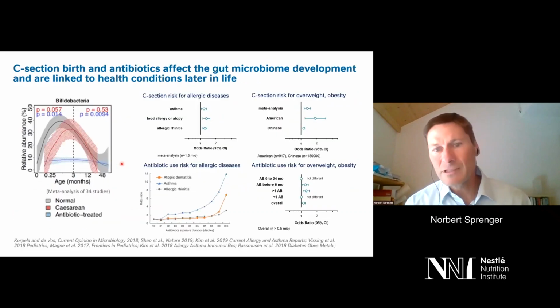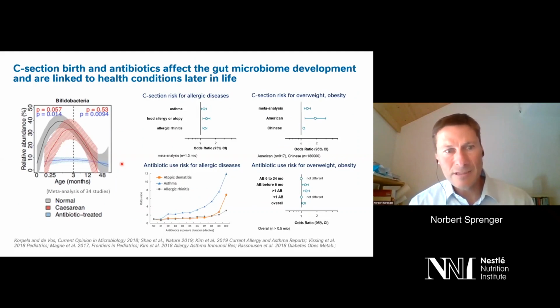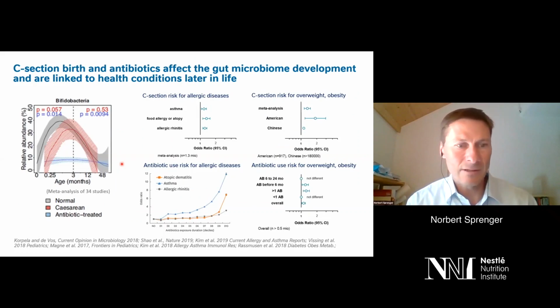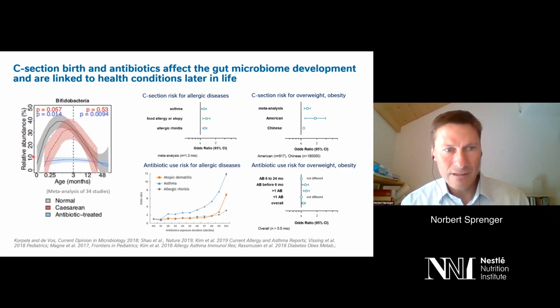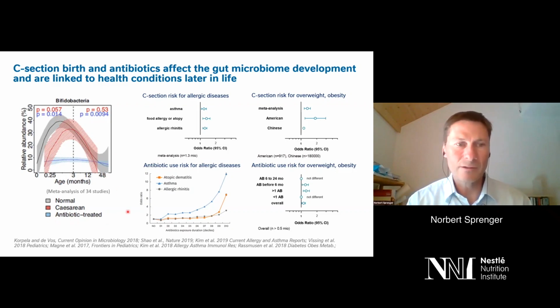Now let's look at some of the risk factors. And I mentioned here the C-section birth and the antibiotic use. So this is a meta-analysis that was published on 34 different studies, and you can see here the normal trajectory of the bifidobacteria in gray, and then in the C-section born infants, the trajectory of the bifidobacteria seems to be delayed and not reaching as high levels as in the vaginal born. And with antibiotic use overall, we can see that the bifidobacteria are quite sensitive and rather lose their presence and dominance.